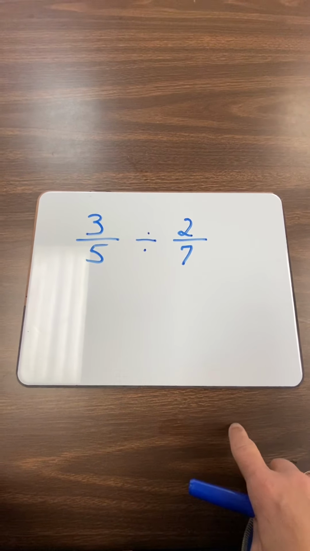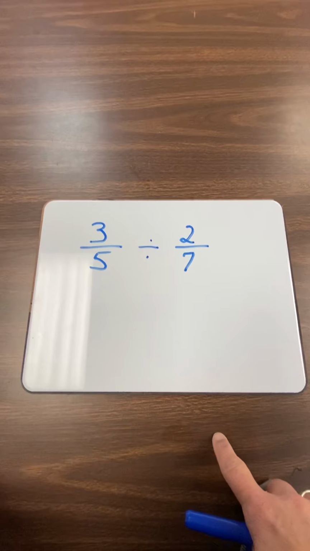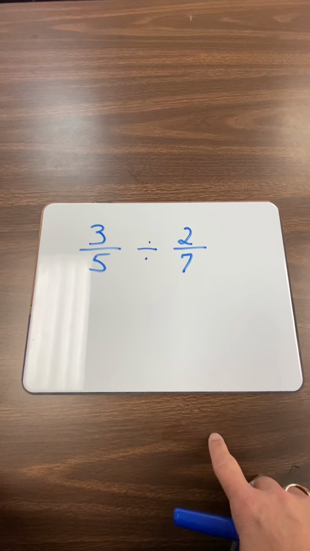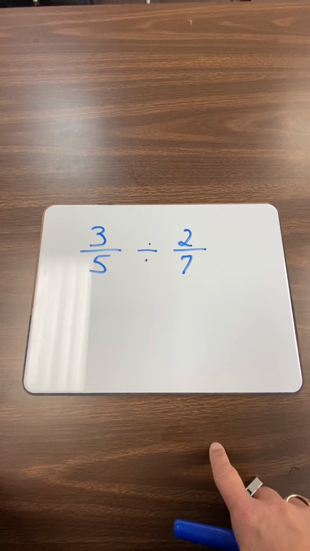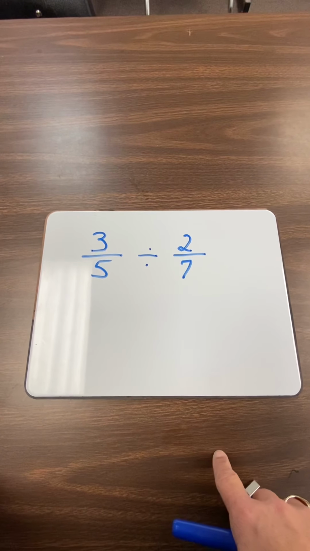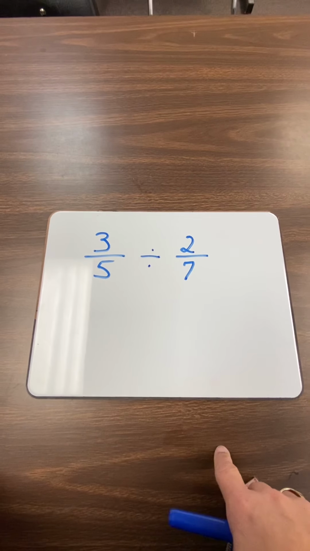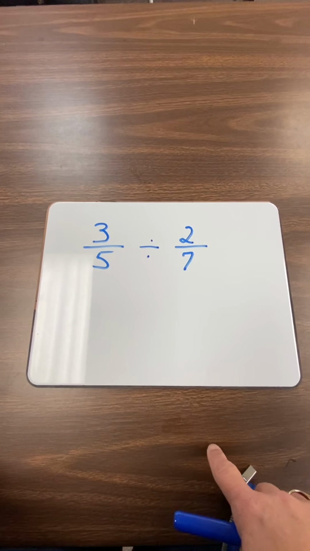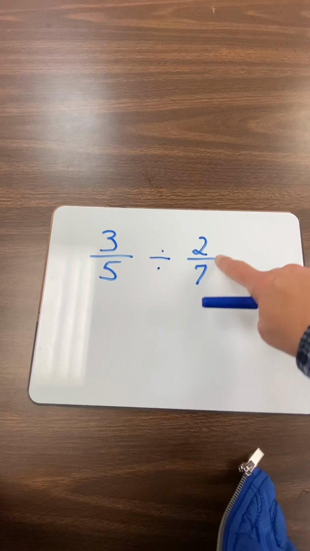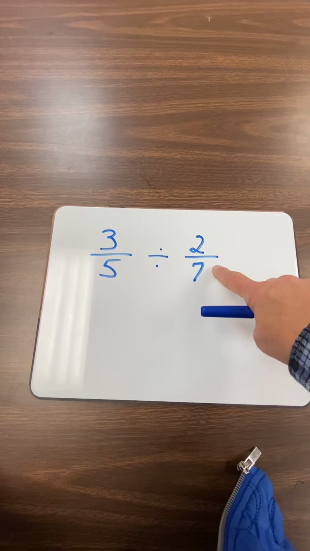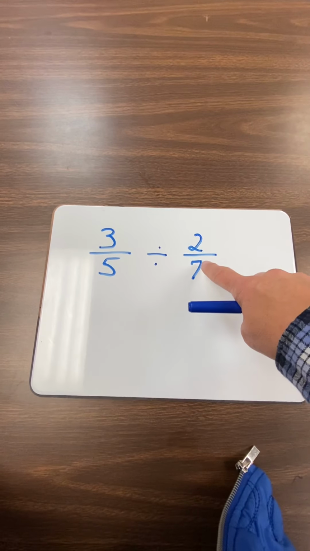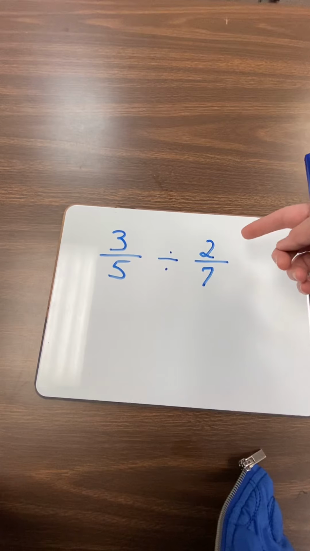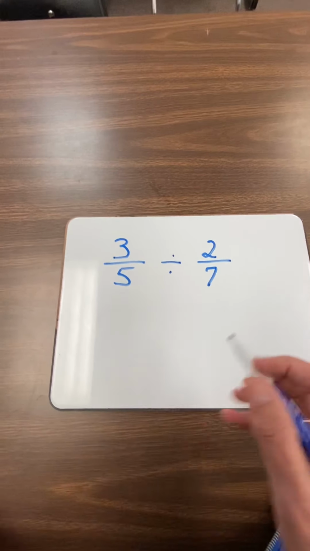We are going to review dividing fractions before I go into dividing mixed numbers. We have 3/5 divided by 2/7. Remember, when it's division, you have to turn the division into multiplication, but in order to do that, you have to do the reciprocal of the second fraction. So the reciprocal of 2/7 would be 7/2. So the 7 becomes the numerator, the 2 becomes the denominator.